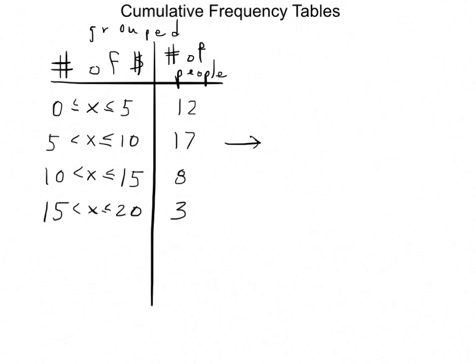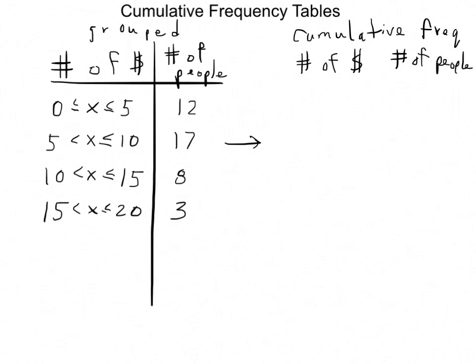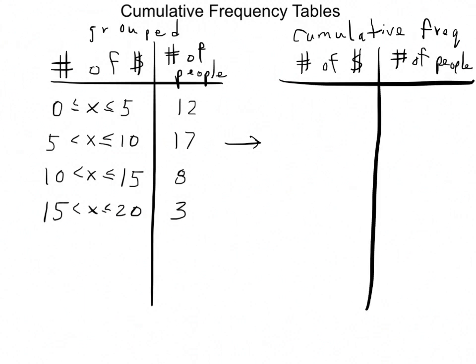If you were to take this data and write it as a cumulative frequency, if you know what the word cumulative means, it sort of means continuing from the beginning. So the cumulative frequency has the same titles. This is still the number of dollars on this side, and this is still the number of people over here. The first row is going to be the same. Between 0 and 5, you have 12 people.